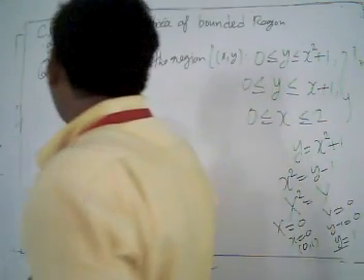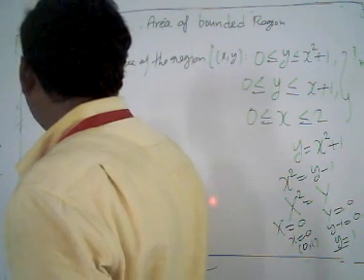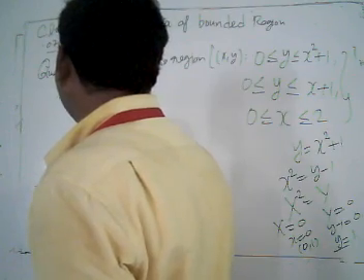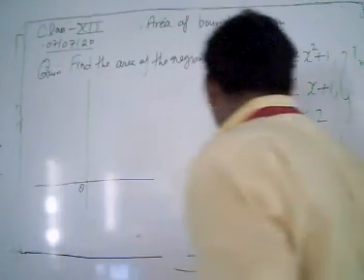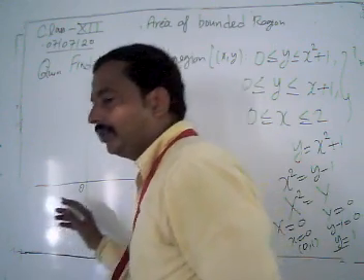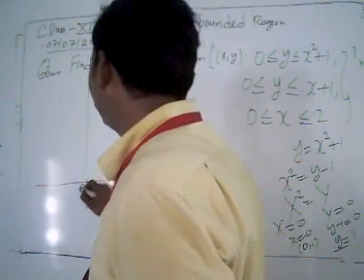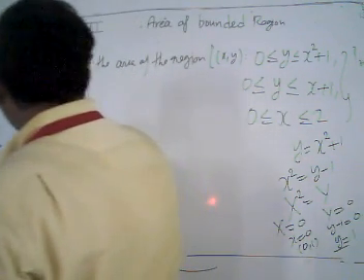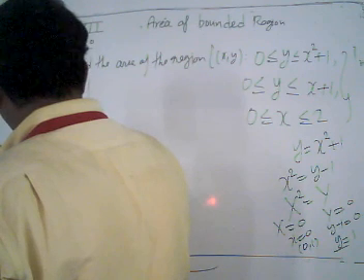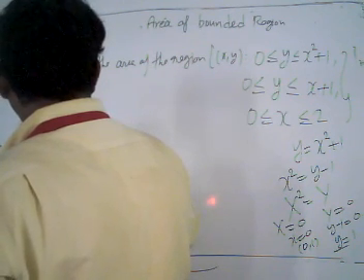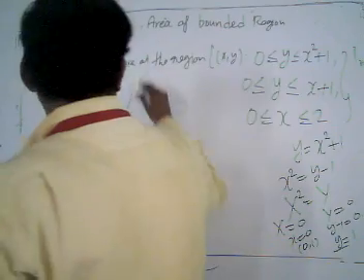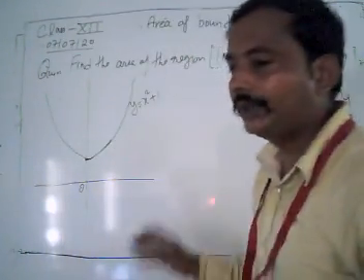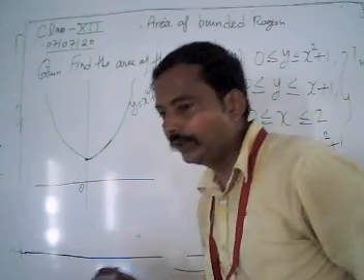Now in this figure our vertex is not 0, 0. Suppose this is our origin 0, 0, but here our vertex is 0, 1. So suppose this is 1 here. This is our vertex. Then we draw the parabola from here. This is our parabola y equals x square plus 1.